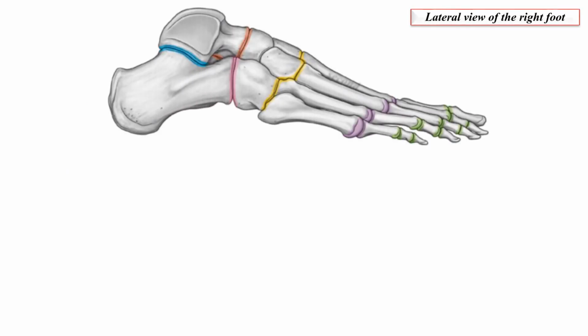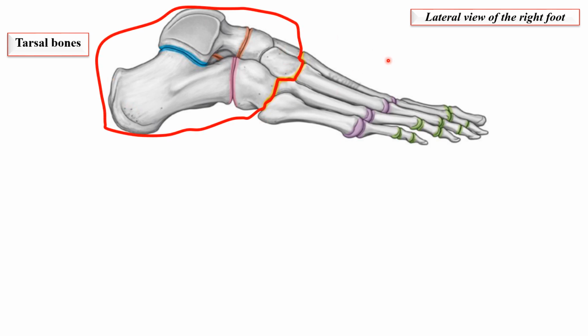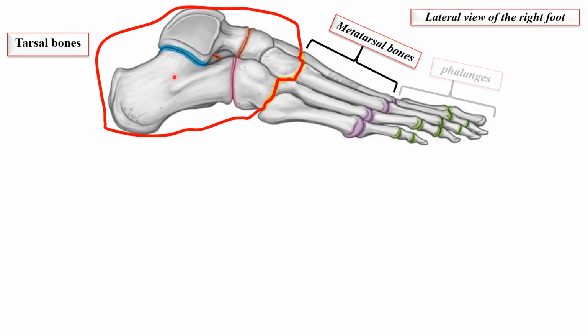This is the lateral view of the right foot. Those are the tarsal bones. Those are the metatarsal bones, the second, third, fourth, and fifth metatarsal bones. Distally, those are the phalanx. In the tarsal bones, this is the calcaneum. This is the lateral surface of the calcaneum. This is the inferior surface here of the calcaneum, and this is the superior surface of the calcaneum that articulates with the talus. This is the talus here.